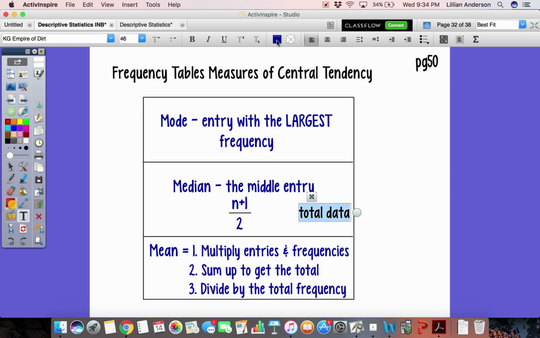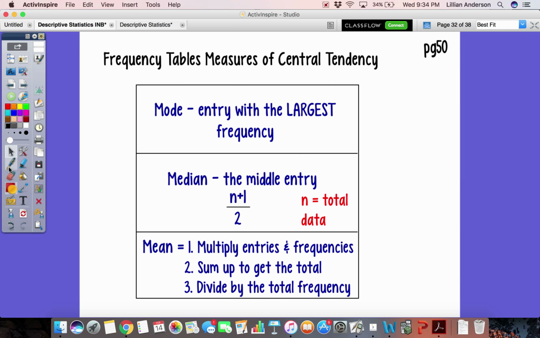So if you had 24 packets of sweets, then n would have been 24, and so then you would have just done 24 plus 1 divided by 2, and then find that entry amongst the frequencies. And we'll do an example to help you out with that. And then the mean is kind of like just a little bit of process. You want to multiply your entries and your frequencies together. And once you've multiplied them, you want to sum up all of those to get your total, and then you divide it by your total frequency.